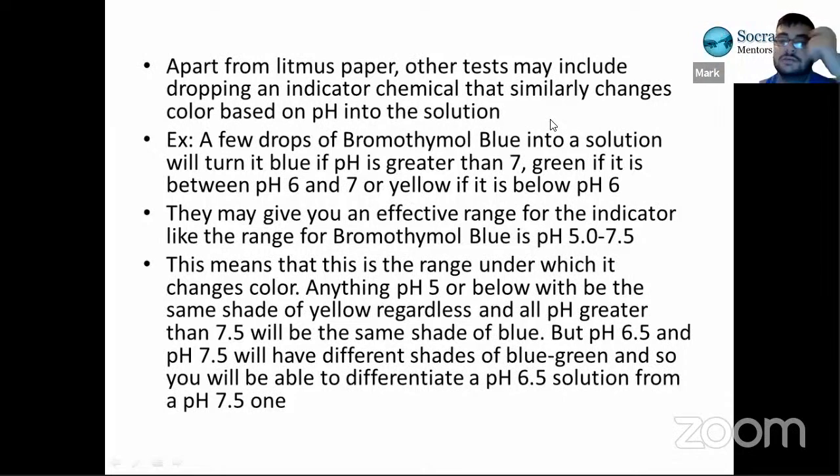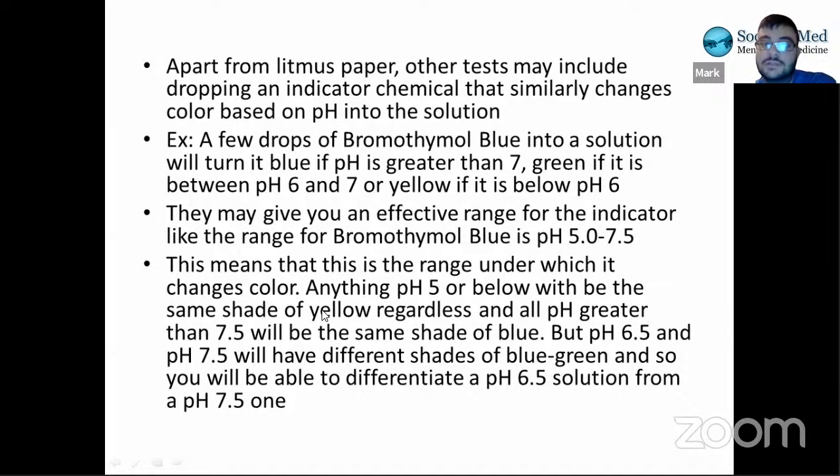So if you took pHs of 5, 5.5, 6, 6.5, 7, 7.5, and dropped bromothymol blue into each of them, all of them would be different shades, and you would be able to tell exactly which one is 5, 5.5, 6, 6.5, 7, and 7.5, because they're within the indicated range. So because they'd be different shades, you'd be able to tell where it is on the pH spectrum. Again, anything pH 5 or below will be the same shade of yellow regardless of what the pH is, and all pH greater than 7 will be the same shade of blue. But pH 6.5 and 7.5 will have different shades of blue-green. So you'll be able to differentiate 6.5 from 7.5, right?